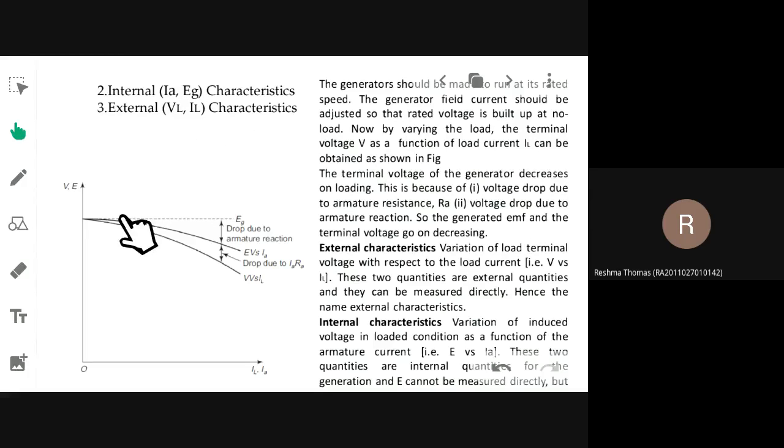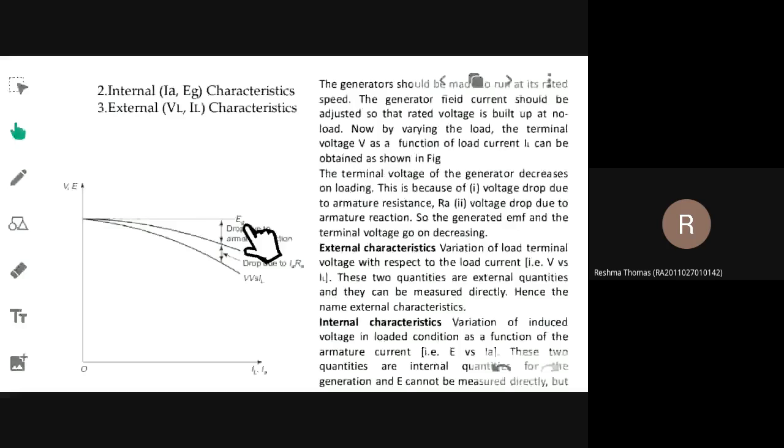So this first curve shows your rated voltage. You are going to run the generator at rated speed. Suppose the machine is rated at 1500 RPM, slowly you will push the speed of the machine to 1500 RPM and you will note down the rated voltage. That rated voltage is given by EG.